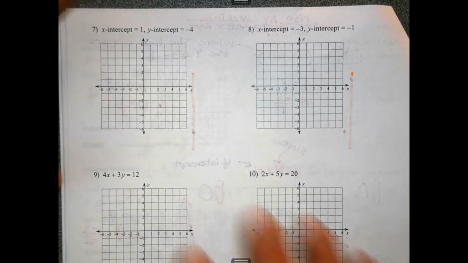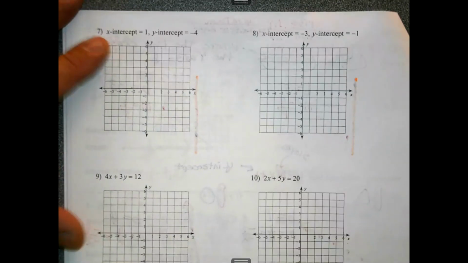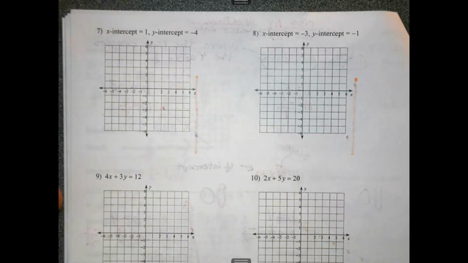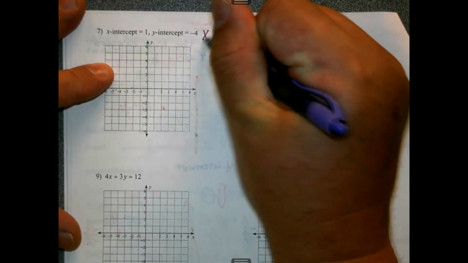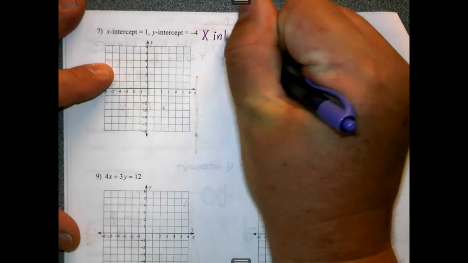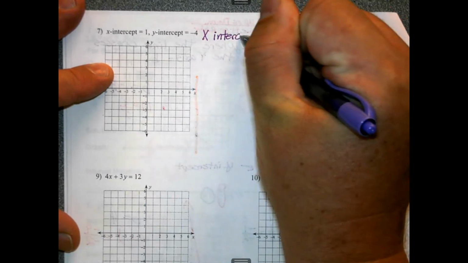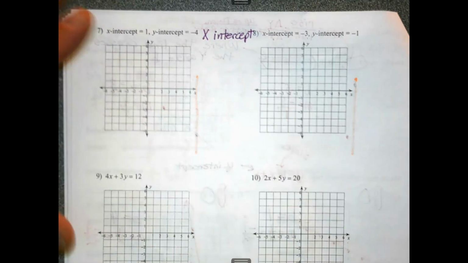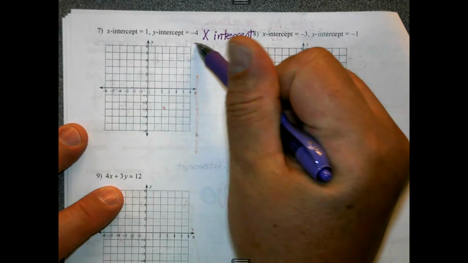Do you guys see this a lot? So for some of you, you may never see this again. So y-intercept, or let's do x-intercept first. X-intercept is where it crosses the x-axis.